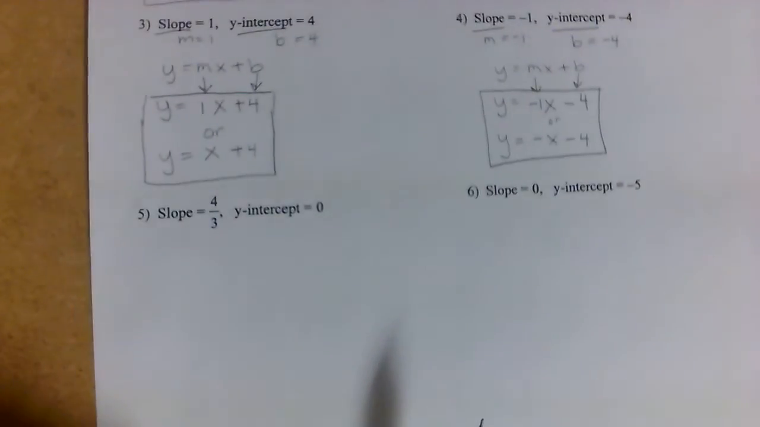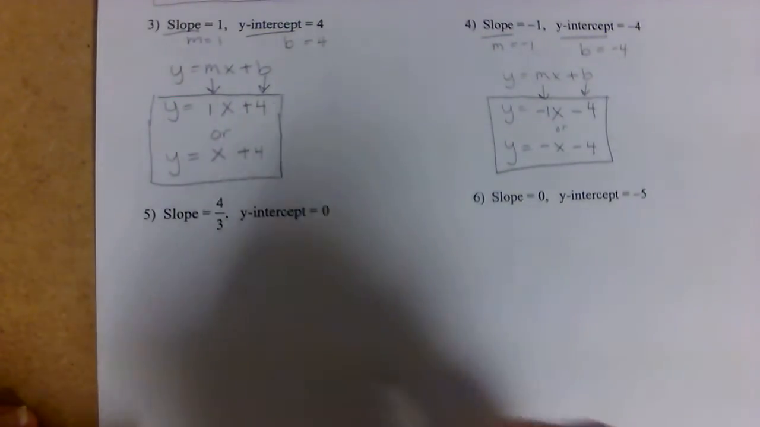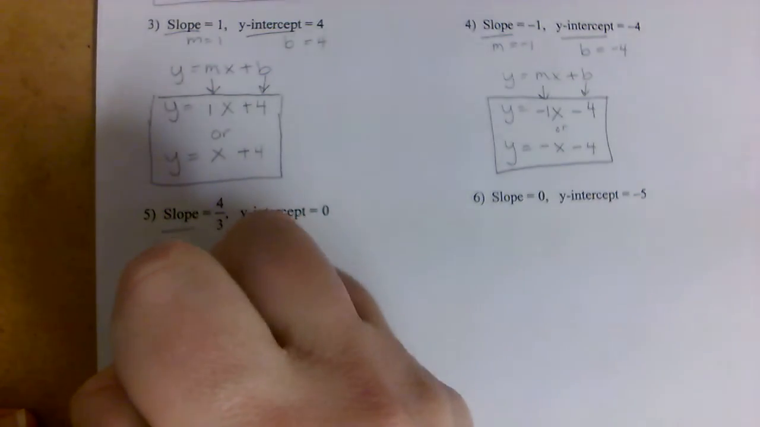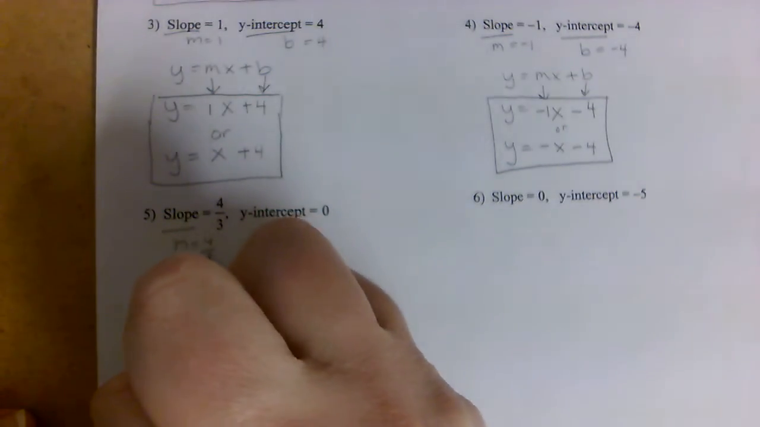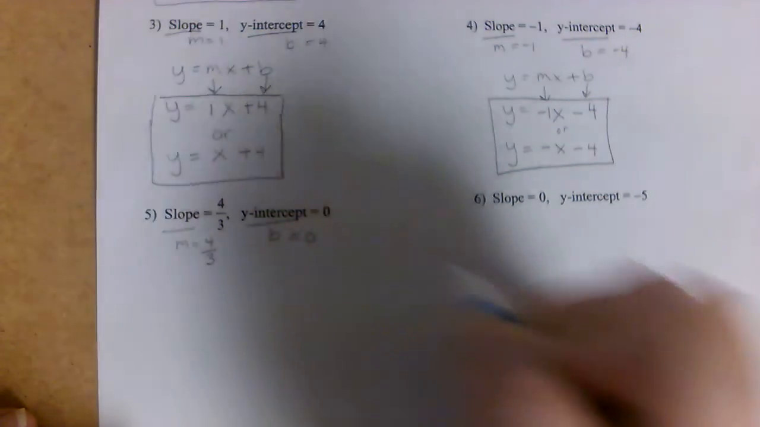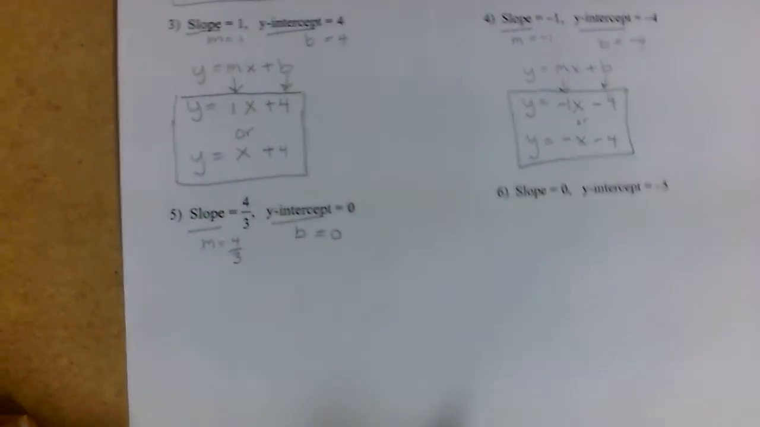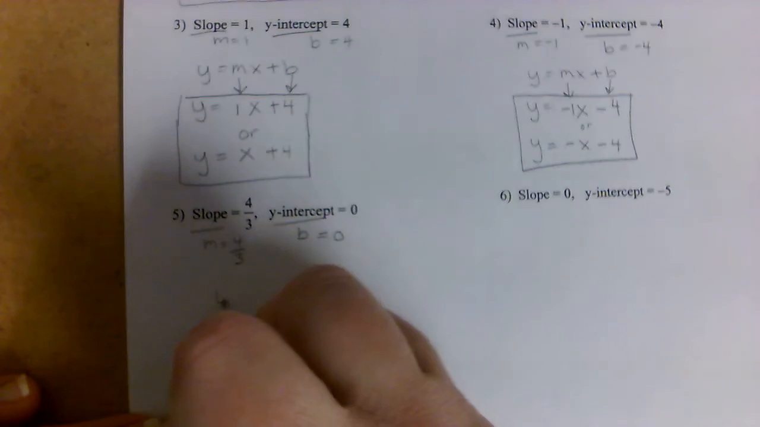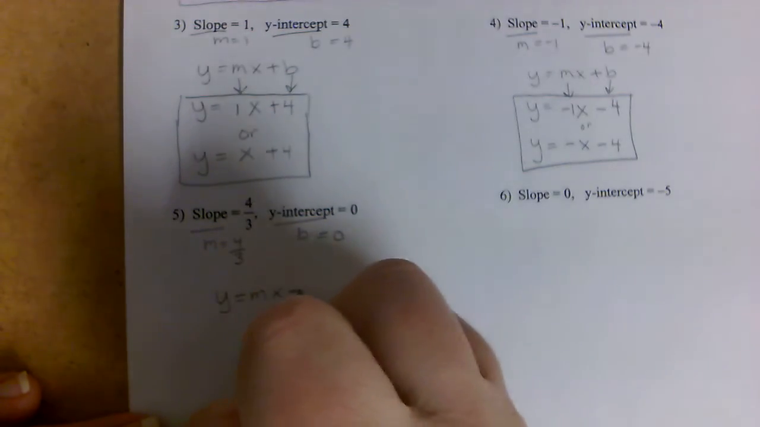All right, we got 2 more examples. So these 2 are a little bit different. In this example, my slope m is 4/3, so it's a fraction again. But in this one, my b is 0. So when I'm writing that equation, I'm just going to have a part of it that's 0. So y equals mx plus b.